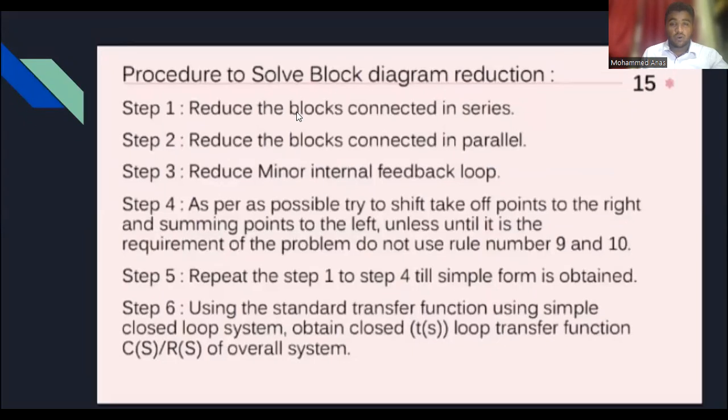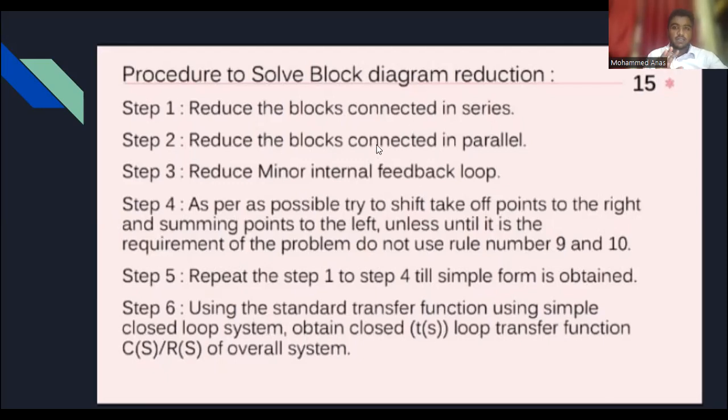Procedure to solve block diagram reduction. Now we have seen what the rules are. Now we are going to see how we can implement the rules. Step 1, reduce the blocks connected in series.